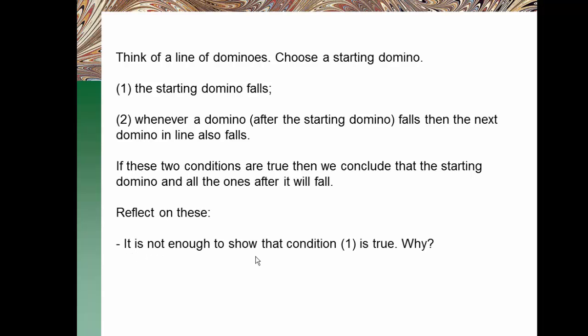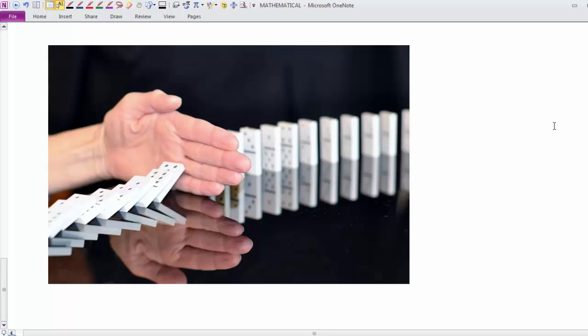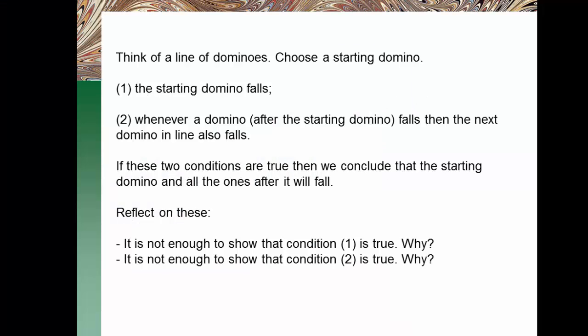It's not enough to show that condition 1 is true. Why is that? We may be able to show that the first domino will fall, but something may prevent others from falling. This picture shows if the first domino falls, it doesn't mean that all the other ones will fall. Notice that there is a problem right there that implies that the second condition is not true. Pushing the first domino doesn't guarantee that all the other ones will also fall.